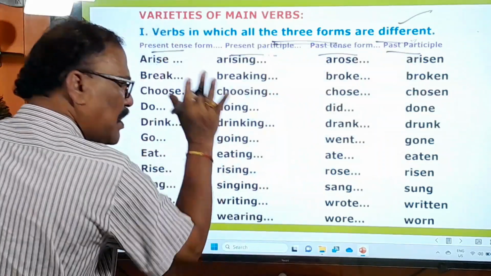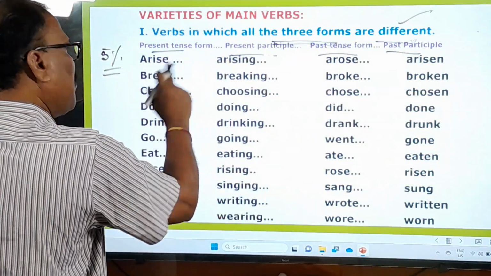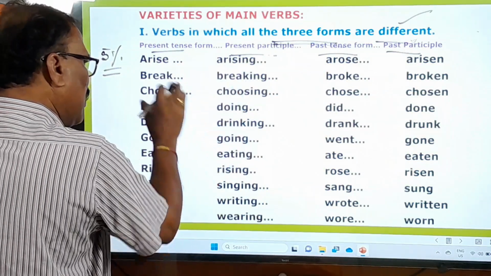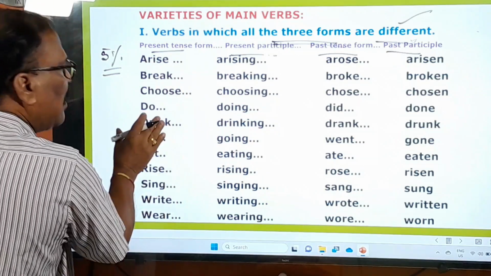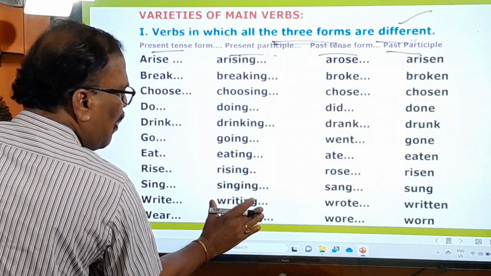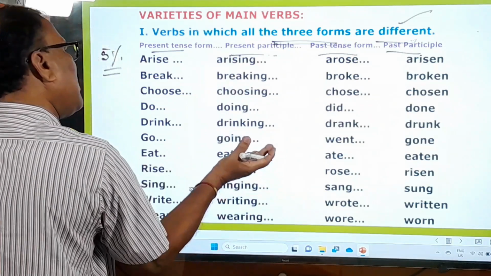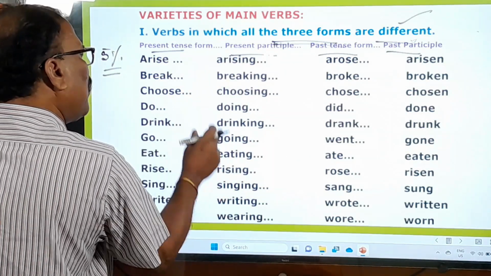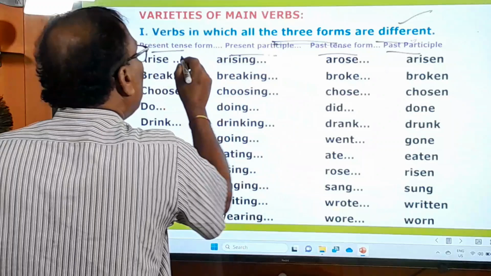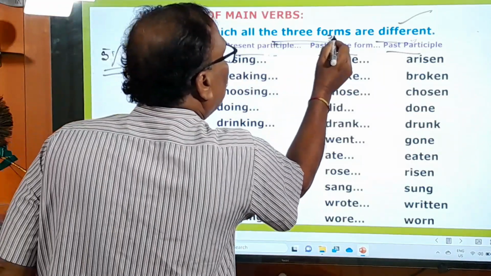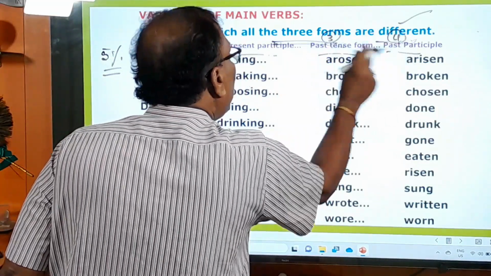Of course, this ing form is the same in everything. Arise, arising, break, breaking, choose, choosing. If you add ing to that, this present participle form is formed. So don't worry about this. This is very easy. Do, doing, drink, drinking, go, going. Everybody can say, but you have to remember these things: first form and third form and fourth form. These three forms are very important.